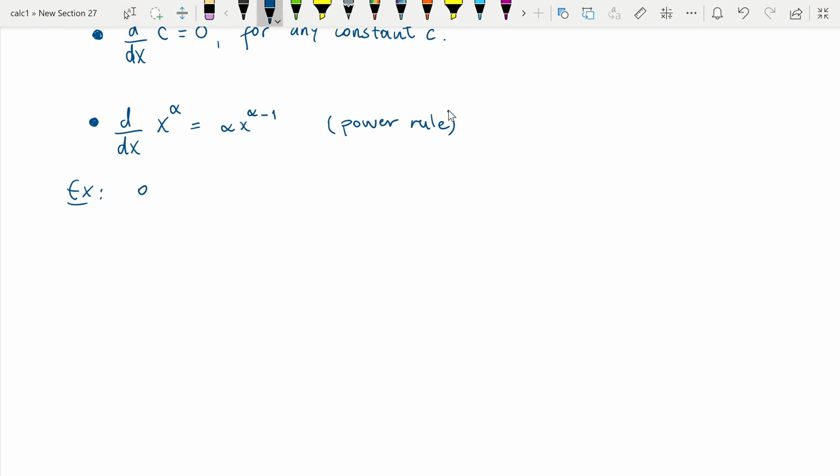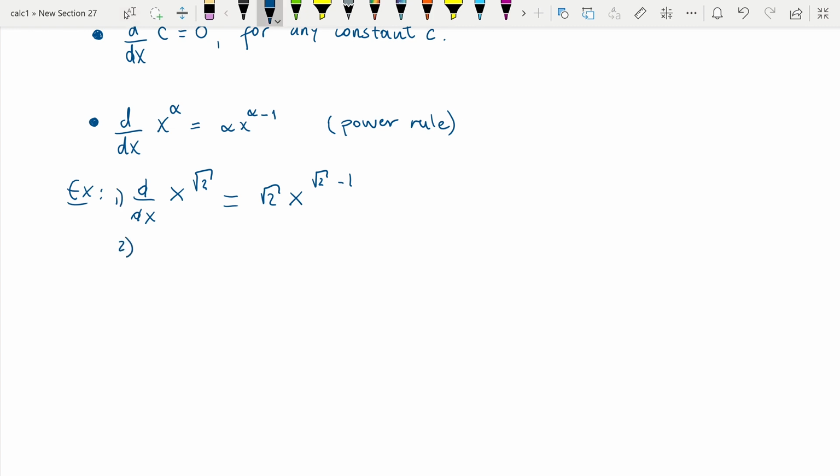For instance, if I compute the derivative of x to the, say, some number like square root 2, we apply the power rule. Here alpha is the square root of 2, and so we should get alpha, which is square root of 2, times x to the square root of 2 minus 1, right? So that's the first example.